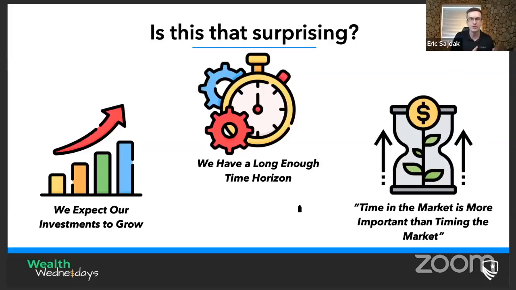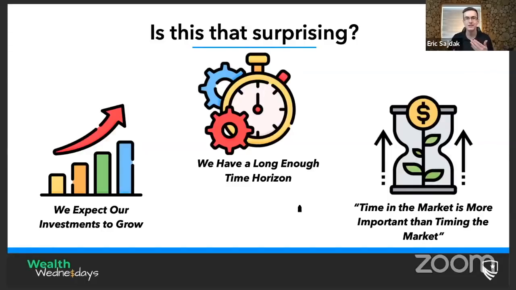So again, volatility and risk over that longer time horizon means less, okay? And then we know that time in the market is more important than timing the market. And so again, going back to that idea that we expect our investments to grow, putting $100,000 in today is better than putting $100,000 in over the next 12 years. It's better than putting $100,000 in over the next 12 months. It's better than putting $100,000 in over the next 12 weeks.